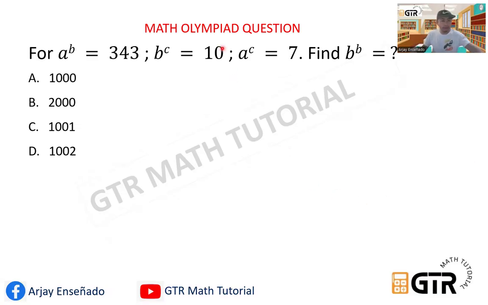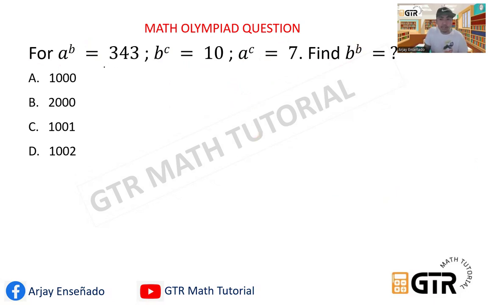Okay, so another Math Olympiad question. For a^b = 343, b^c = 10, and a^c = 7, find b^b. Pause the video and try to answer. Okay, so let's now solve this.